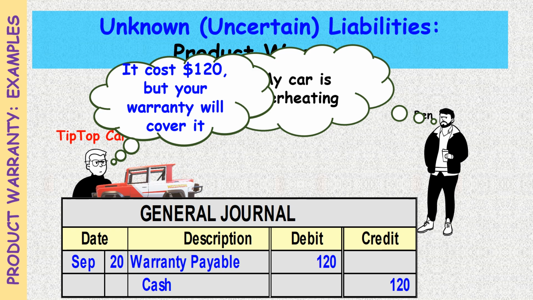Since the liability was created earlier in August for repairs, now that the customer has returned with a car needing service, the warranty payable account will be debited and not an expense account, because an expense has already been recorded in the first period.